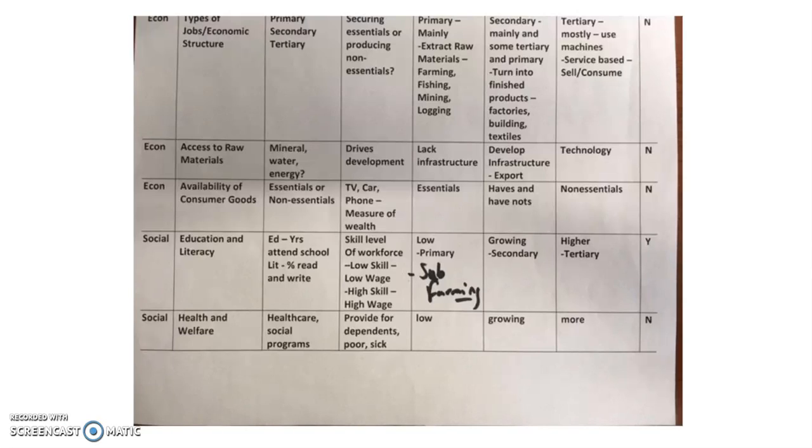In LDCs, they're focusing mainly on providing essentials: food, water, shelter, clothing. In DCs, you begin to see this rise of the haves and the have-nots, where you have the have-nots who are focusing on essentials and the haves who have a lot. You see this in a lot of developing countries. And then in MDCs, you have mostly people focused on providing the non-essentials for themselves.